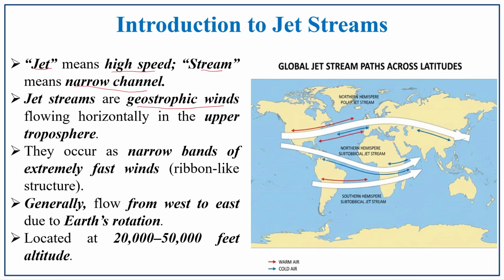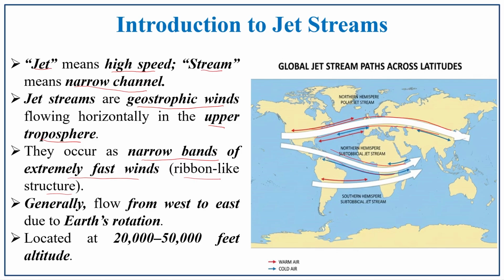These geostrophic winds flow horizontally in the upper troposphere. Among the layers of the atmosphere, the troposphere is the lower, first layer. They occur as a narrow band of extremely fast wind. How will the jet stream look? It is narrow, and it looks like a ribbon. So, it has a ribbon structure, and you can see the strips of jet stream in this diagram.